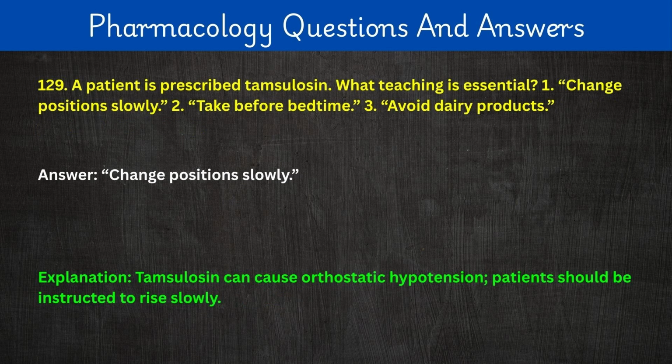129. A patient is prescribed tamsulosin. What teaching is essential? 1. Change position slowly. 2. Take before bedtime. 3. Avoid dairy products. Answer: Change position slowly. Explanation: Tamsulosin can cause orthostatic hypotension. Patients should be instructed to rise slowly.